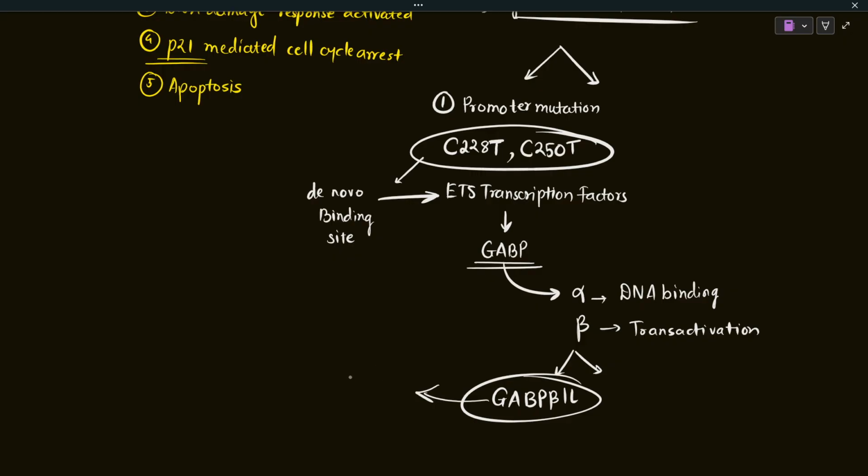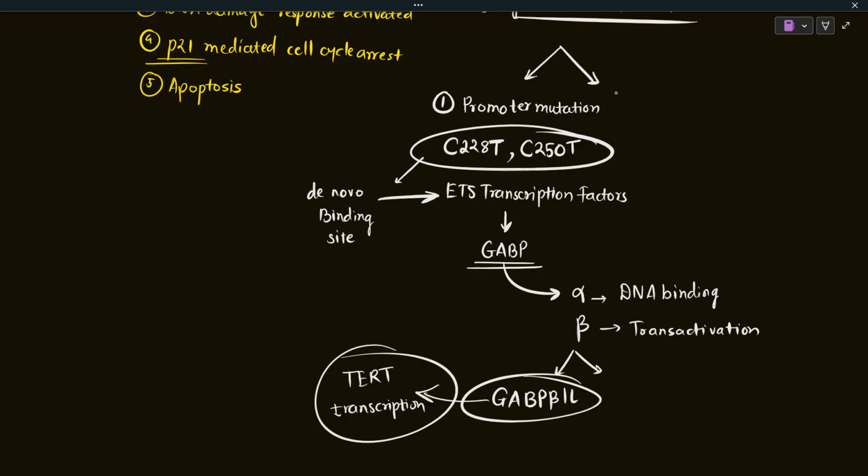TERT transcription. Okay, whenever this subunit binds to the DNA, that is going to do the TERT transcription. So the alpha subunit binds to the DNA to which this beta subunit is bound, and that is going to do the TERT transcription. And this is how the telomerase enzyme gets re-expressed in the cell.